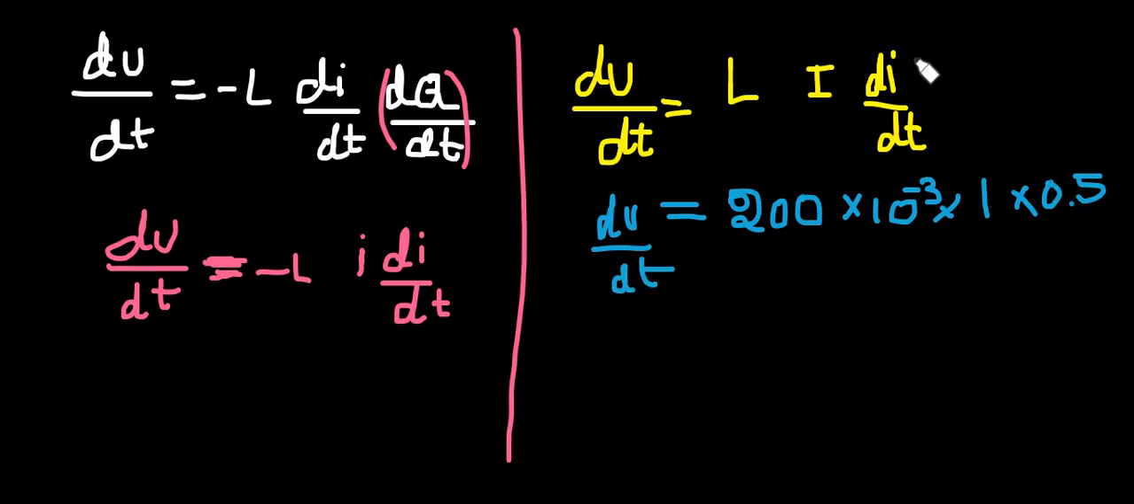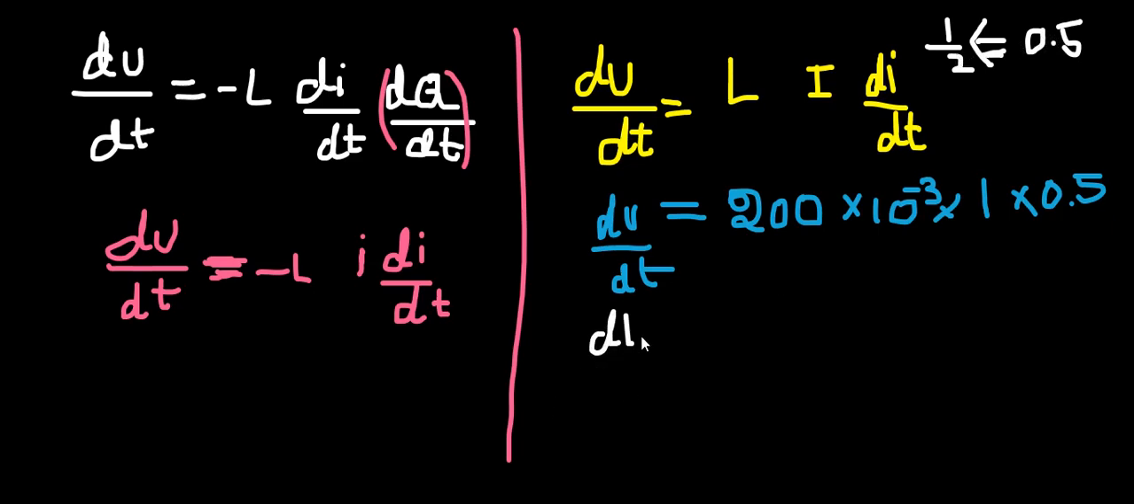We know that 1 by 2 is equal to 0.5, so 0.5 can be written as 1 by 2. When you divide like this you can get this. So it can be written like this, right?